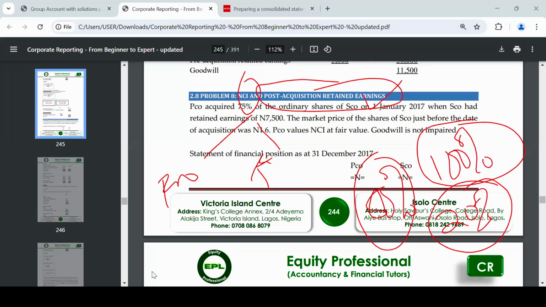Now, when it is recognized, it is for you to continue to test if the goodwill has been impaired. If the goodwill has not been impaired, good. But if the goodwill is impaired, then you're going to have to make some adjustments. It is those adjustments that we're going to consider now.